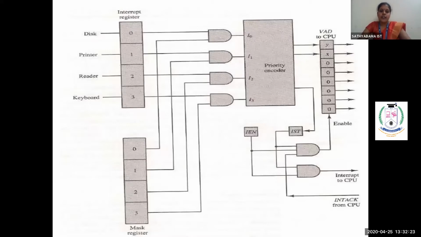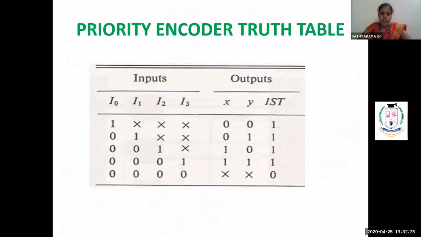See here, suppose I0, the disk. From I0 you are getting the interrupt, so I0 will be 1. It will not go to the remaining ones. Suppose the disk is getting the interrupt, then I0 will be 1.